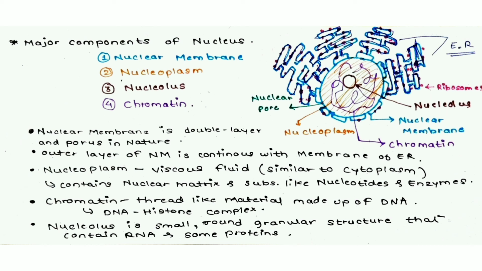The third is chromatin. The chromatin is thread-like material made up of large molecules of DNA. DNA molecule is packed with the help of specialized histone protein. So you can say chromatin is the DNA histone complex. Now, nucleolus. Nucleolus is a small, round, granular structure of the nucleus. Each nucleus contains one or more nucleoli. This nucleolus contains RNA and some protein that are similar to the ones found in the ribosomes.